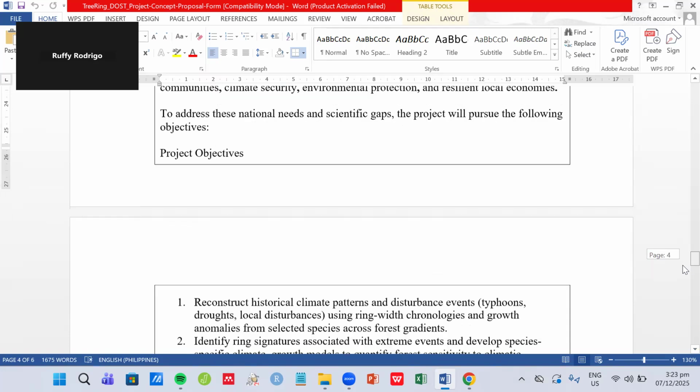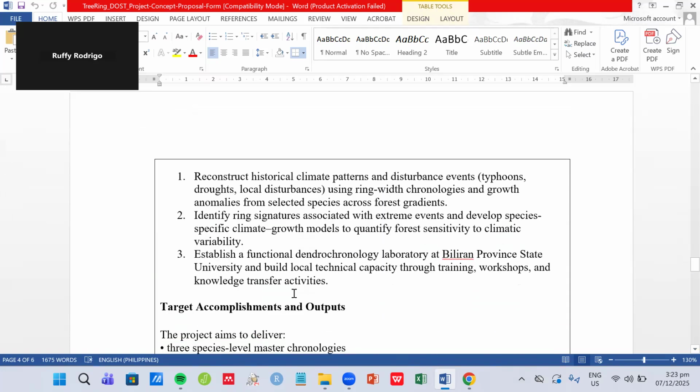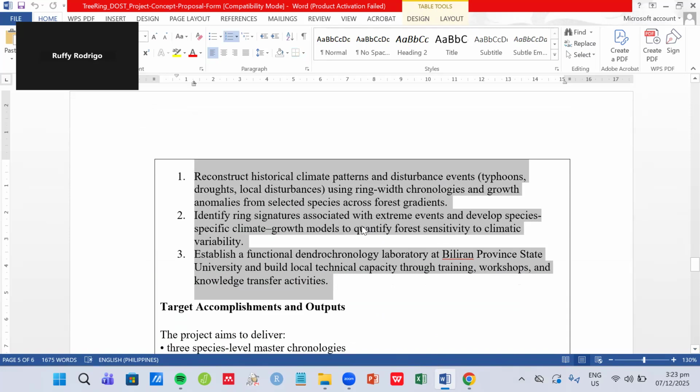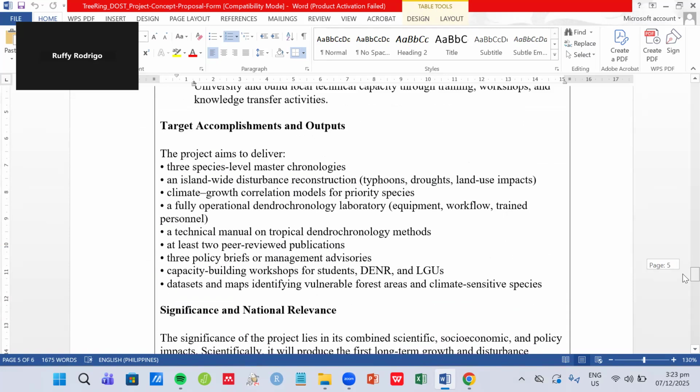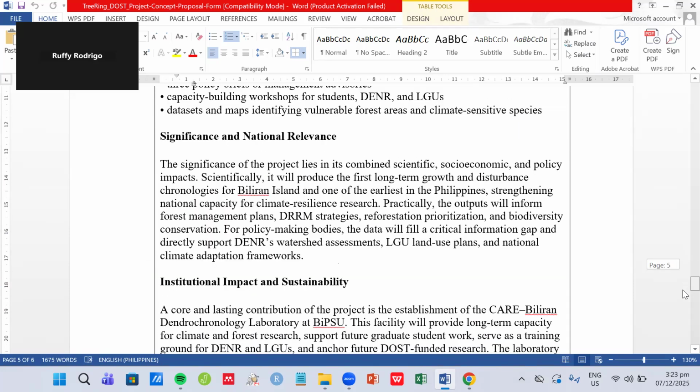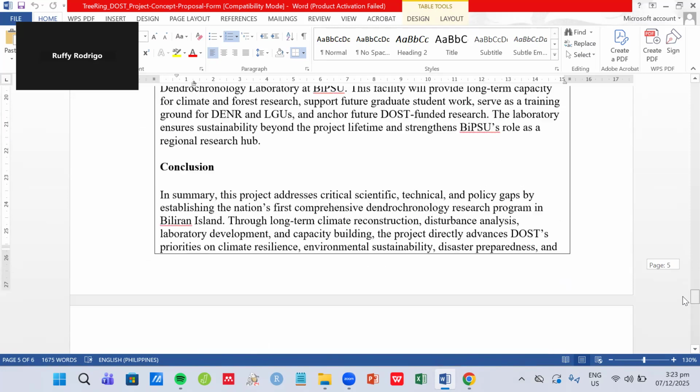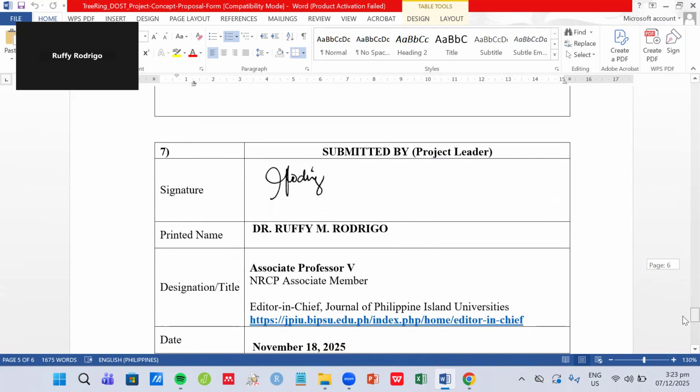So I wrote your project objectives. I stick to three objectives because the more objectives you have, the more deliverables you need to promise. In that case, I think 2 to 3 objectives would be enough. So yes, this is the critical focus and outputs, significance and national relevance, institutional impact, and scientific conclusions. After that, I'll just admit the project leader.